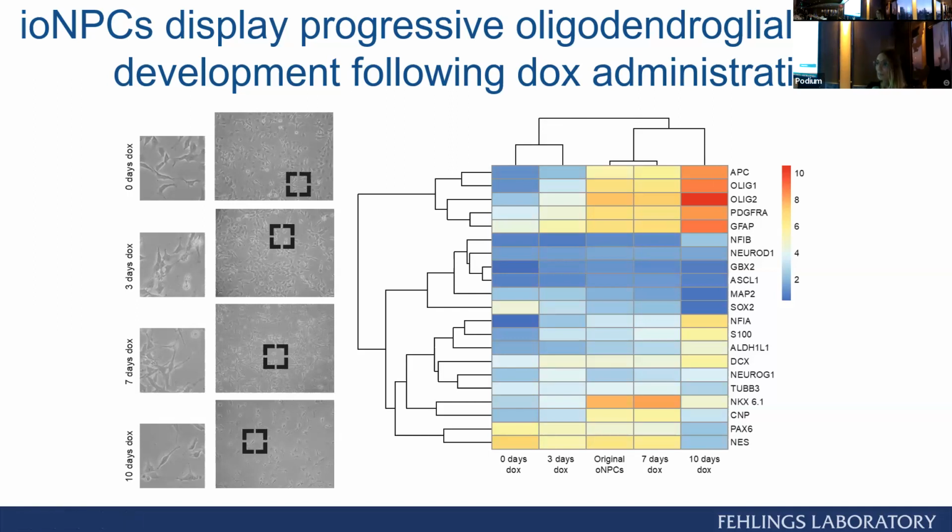So here on the left-hand side, we have images of the cells following 0, 3, 7, and 10 days of doxycycline treatment. And then on the right-hand side, we have a heat map showing the transcriptional changes at the same time points. And so what we found is that the IONPCs display progressive oligodendroglial lineage development following doxycycline administration. What I mean by that is that with longer doxycycline treatment protocols, the cells tend to express more oligodendroglial lineage genes. By 7 days of doxycycline treatment, these cells expressed robust expression of oligodendroglial lineage genes such as APC, OLIG1, OLIG2, and PDGF.